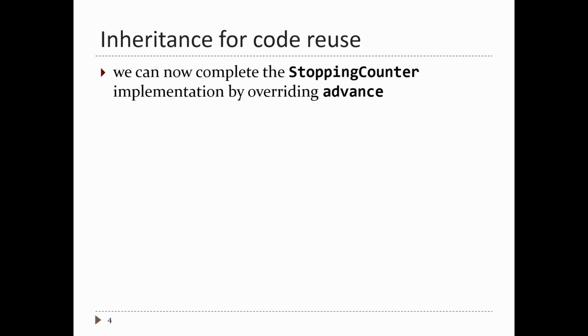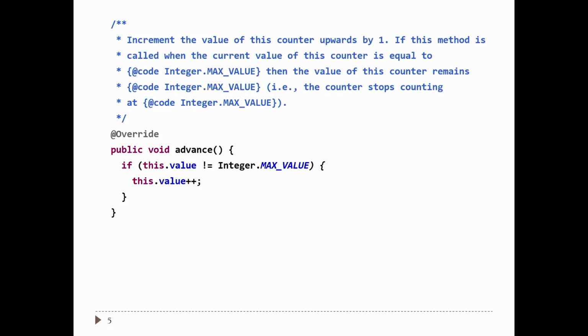Okay. Finally, after talking about the constructors, we can finish our implementation of StoppingCounter. The last part of StoppingCounter is to override advance. When we override advance, we want to stop counting when we hit Integer.MAX_VALUE. That's easy to do. Update your Javadoc to indicate that this advance method does something different.